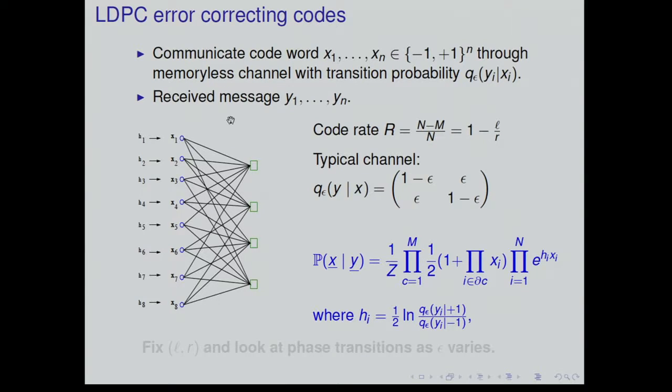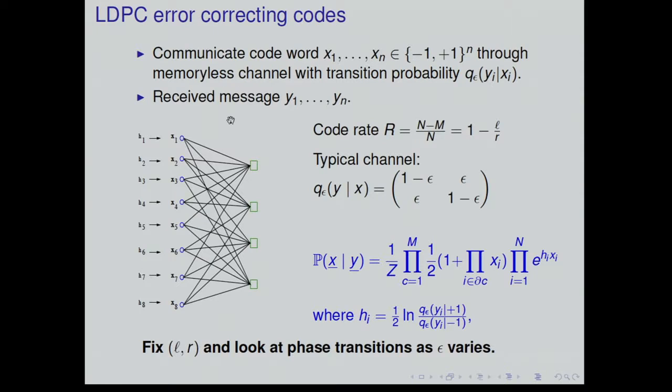Okay, so the code has a rate that I will fix. The rate is fixed by 1 minus the ratio of the left degree to the right degree. The left degree is the degree of the so-called variable nodes here, and the right degree is the degree of the check nodes. So think of degree 3 and 6, so the rate is 1/2, say. So what I want to do is to fix the degrees. So this corresponds to standard regular LDPC codes.